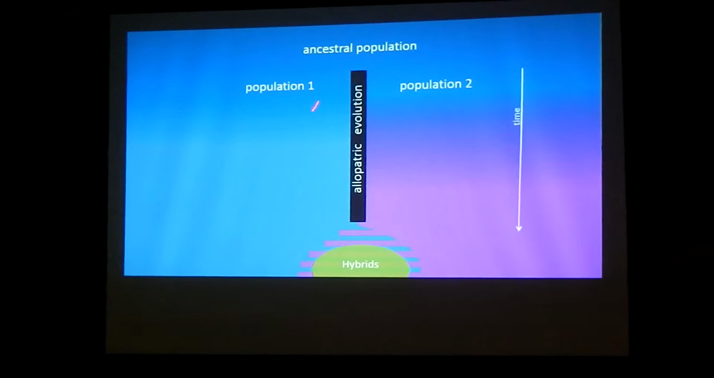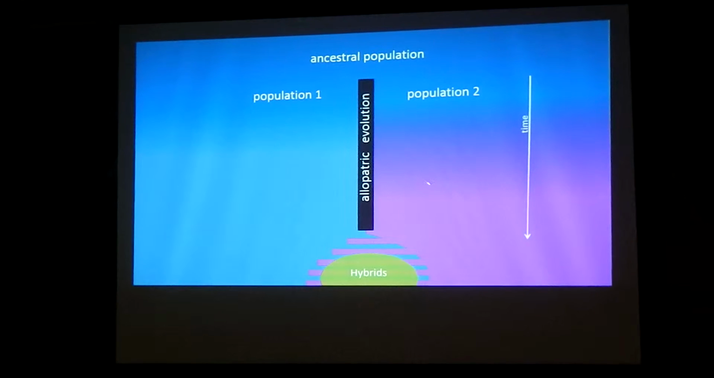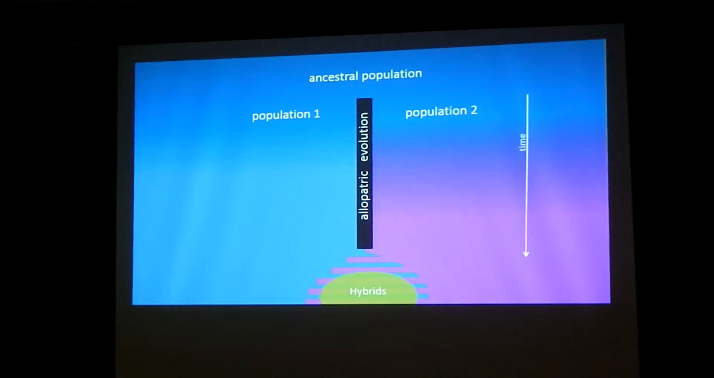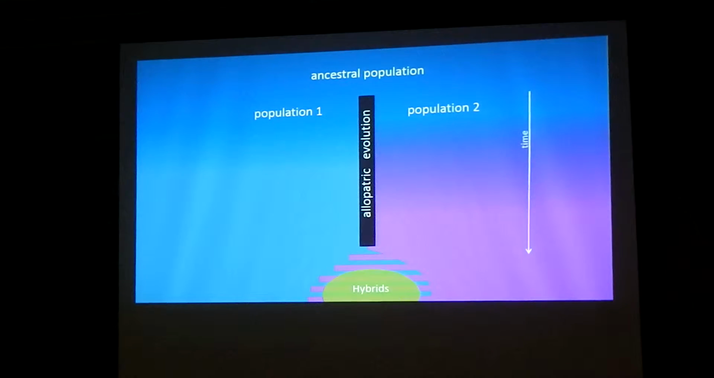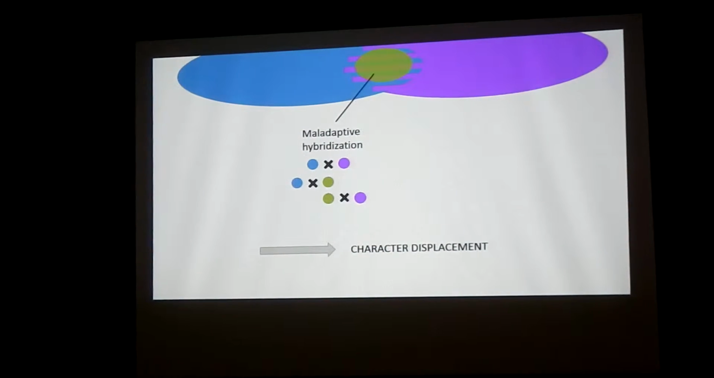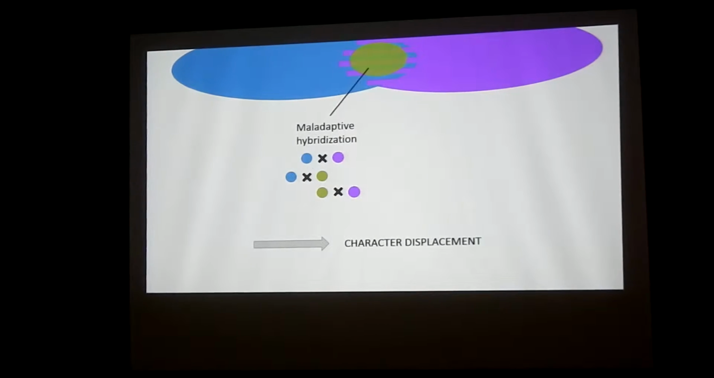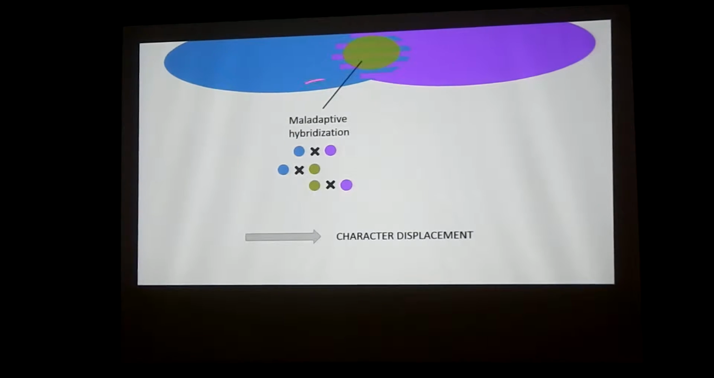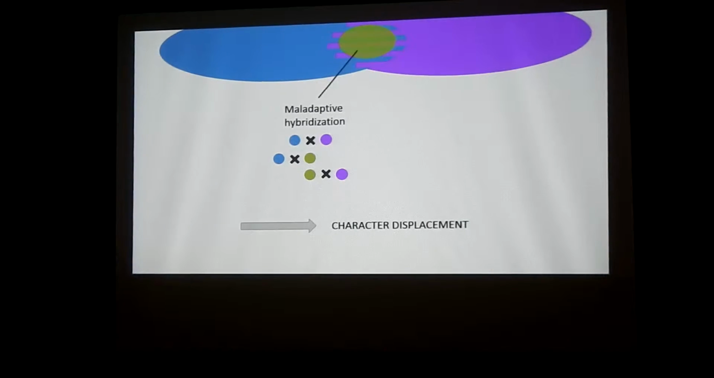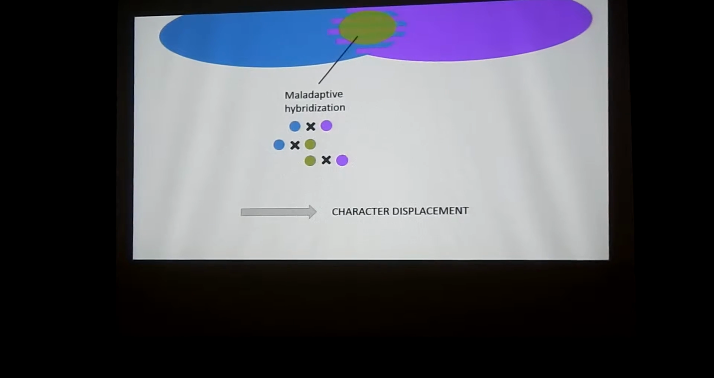So when two sister populations evolve in allopatric conditions during which they accumulate divergence and sometimes incompatibilities, if they meet along a secondary contact, they could interbreed, and if they interbreed they will produce maladaptive hybrids because of the accumulation of incompatibilities. And theory predicts that selection against hybridization would favor the evolution of character displacement in the form of associative mating in the two parental populations, and this is what we call reinforcement.